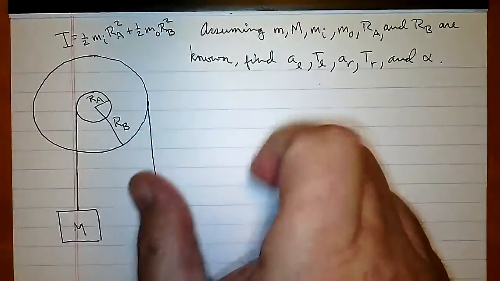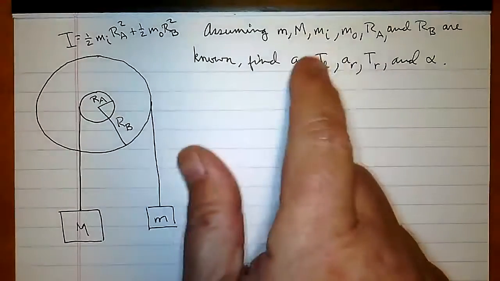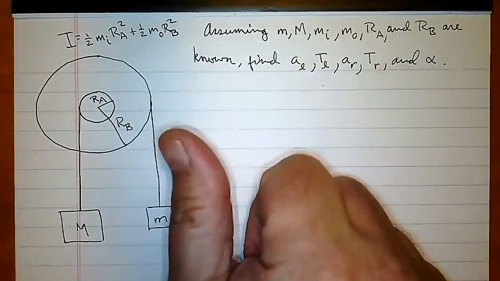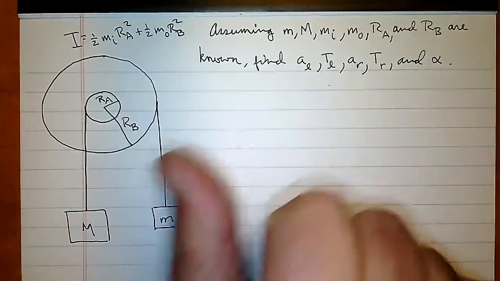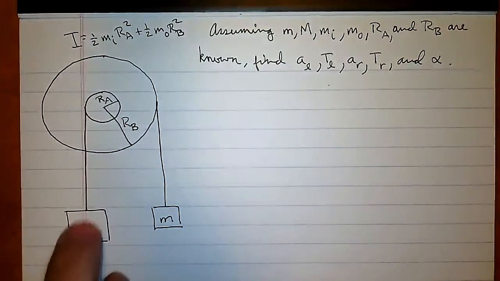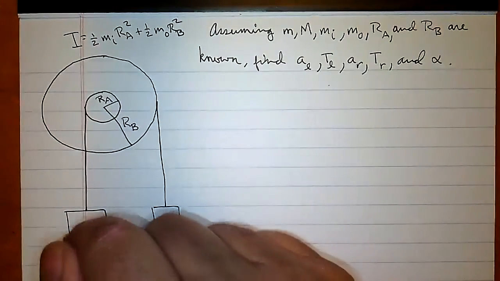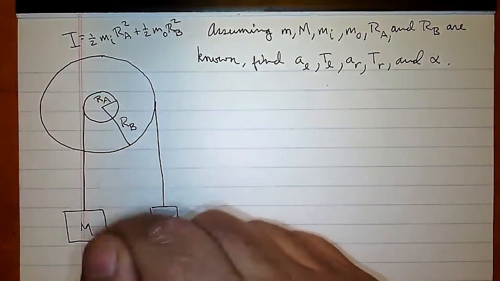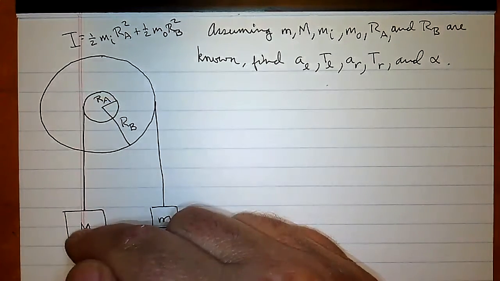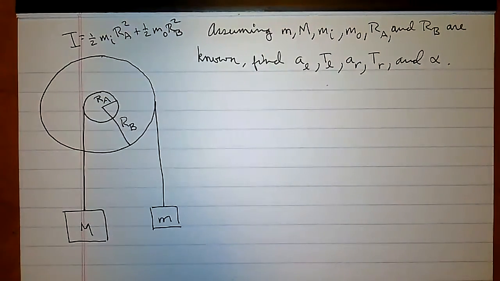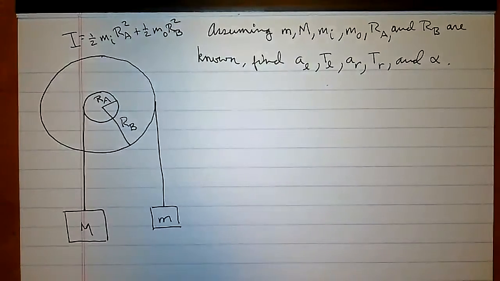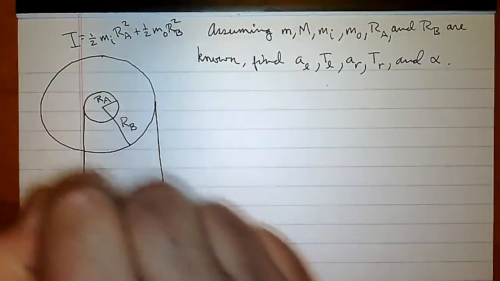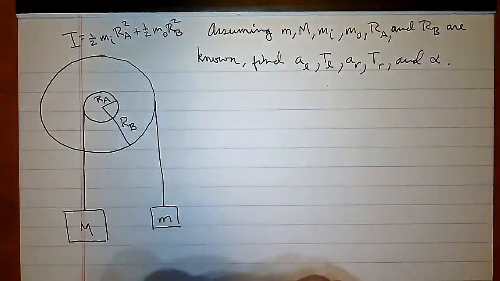We're assuming we know M, the little mass, big M, the big mass, M_I, M_O, R_A, and R_B, and we're asked to find all these variables. So first thing I'm going to do is draw a free body diagram for this object. I'm going to go on the assumption that this object, being the larger mass, even though it's got the smaller lever arm, is big enough to overcome the lever arm issues, and it's going to accelerate this way. And then I'll treat that way downward as positive. That means, of course, that this way upward is positive as well. And it also means that a counterclockwise torque is going to be positive and a clockwise torque will be negative.